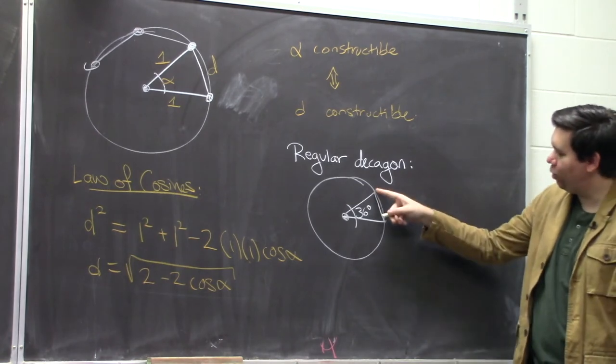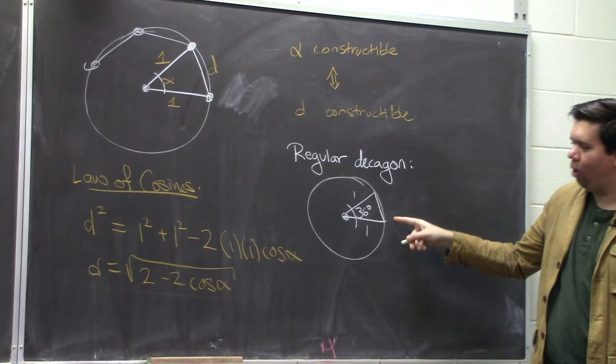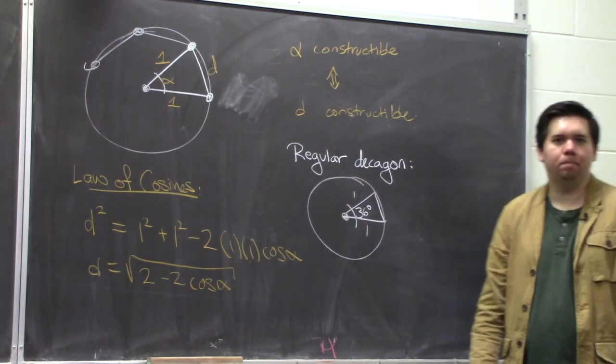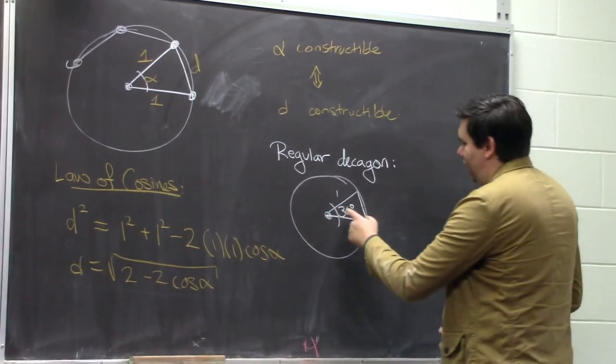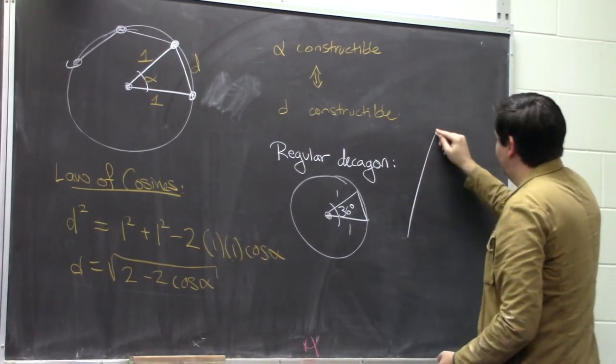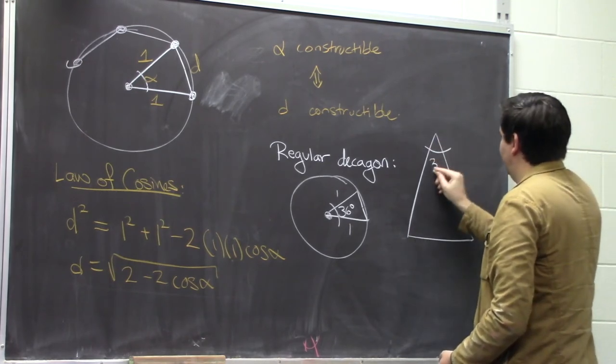So let's figure out what that corresponding length would have to be in a unit circle and see if it's a length that only involves addition, subtraction, multiplication, division, and square roots. Right? So here we go. We have a 36 degree angle. Let me just draw this a little bit bigger. Blow this up a little bit. Here I have my 36 degree angle.